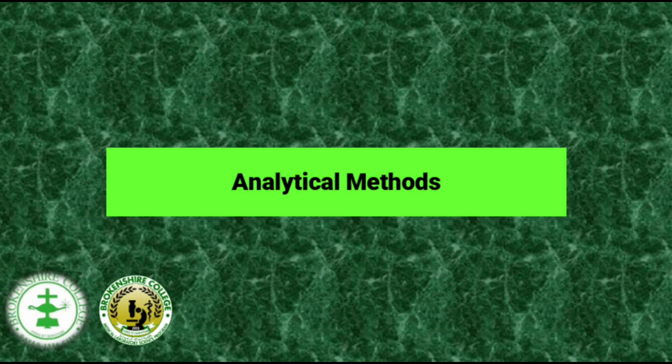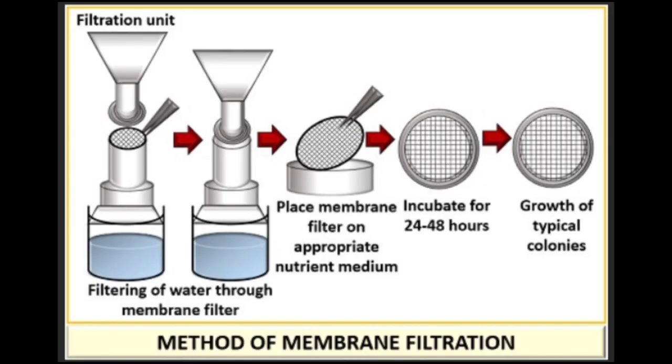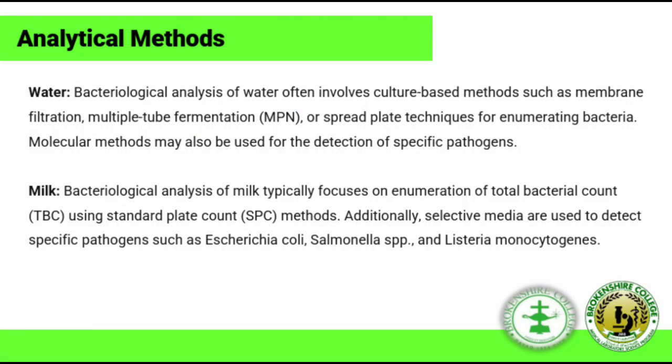Analytical methods. Traditional bacteriological analysis for water often involves culturing bacteria on selective and differential media. Common techniques include membrane filtration, multiple tube fermentation, and spread plate method. Membrane filtration: the water sample is passed through a filter membrane with a defined pore size. The membrane is then placed onto a suitable agar medium and colonies that develop are counted.